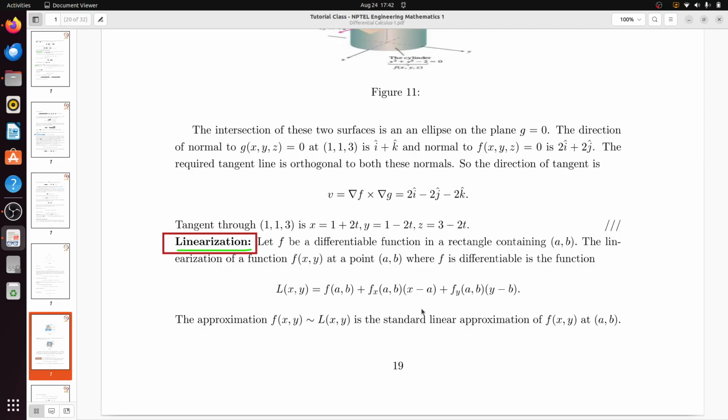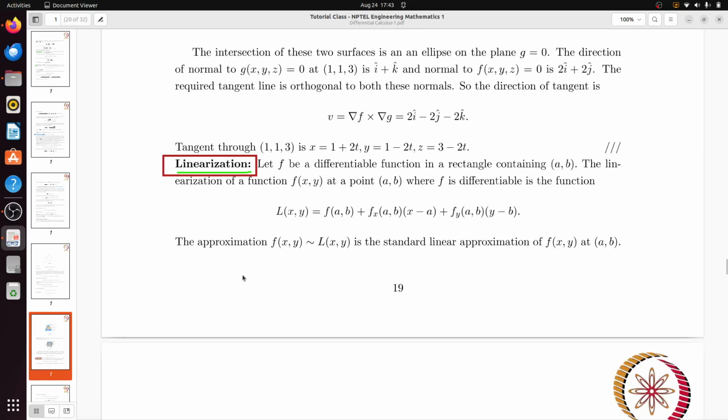For example, this is the formula you need to remember. Your f(x,y) can be approximated using this linear function L(x,y), where L(x,y) looks like f(a,b) plus f_x(a,b) times (x minus a) plus f_y(a,b) times (y minus b). The approximation of f(x,y) as L(x,y) is the standard linear approximation of f(x,y) at (a,b). I am just keeping 2 minutes on this so that you can clearly memorize it. I am once again repeating it.